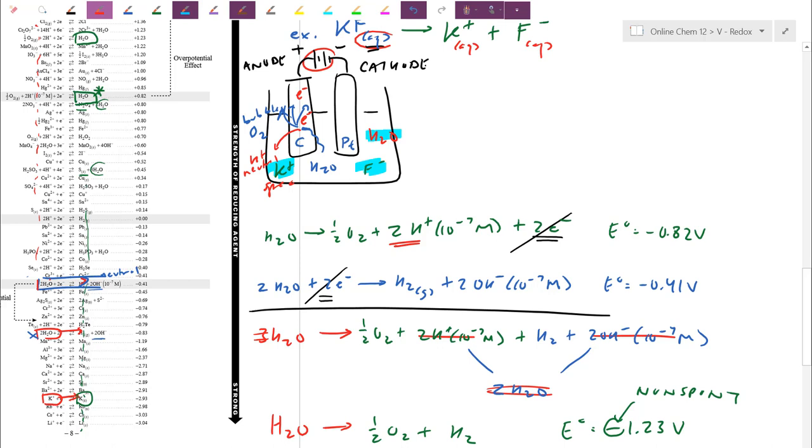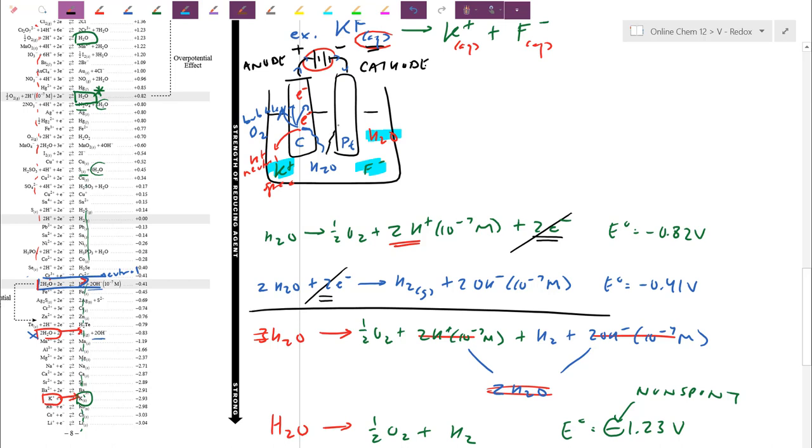Again, the electrode itself isn't actually doing anything. It's just a temporary holding place for those electrons. The electrons are attracted by the positive end of the battery. They go up. They flow anode to cathode. I'm forcing this reaction to occur. On the other side, water actually does a disproportionation.